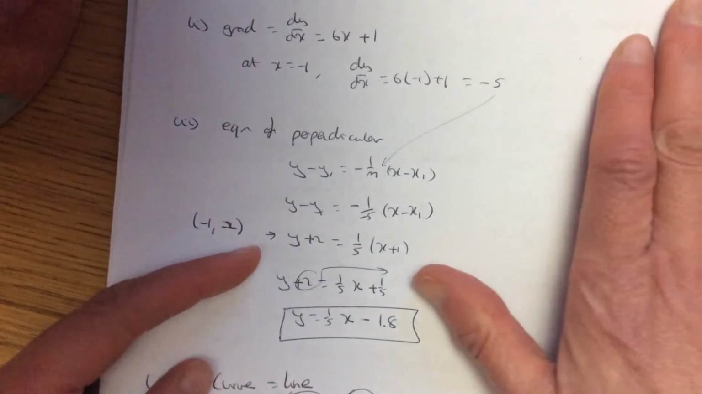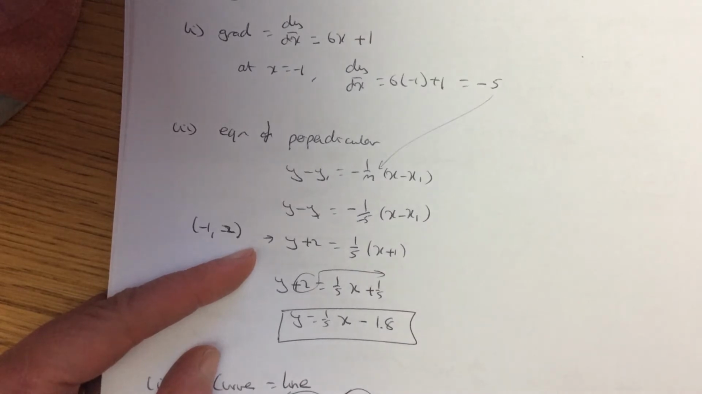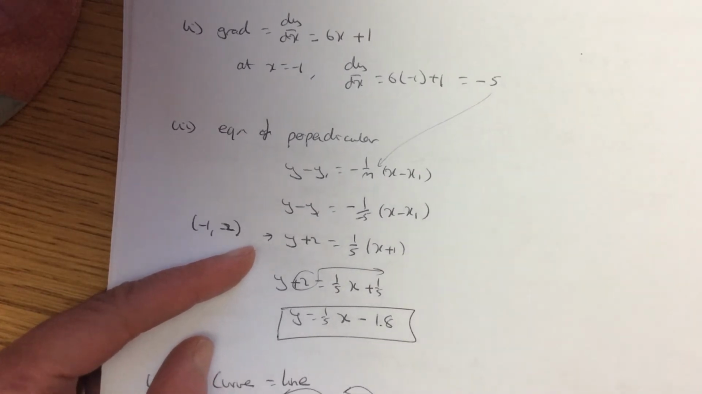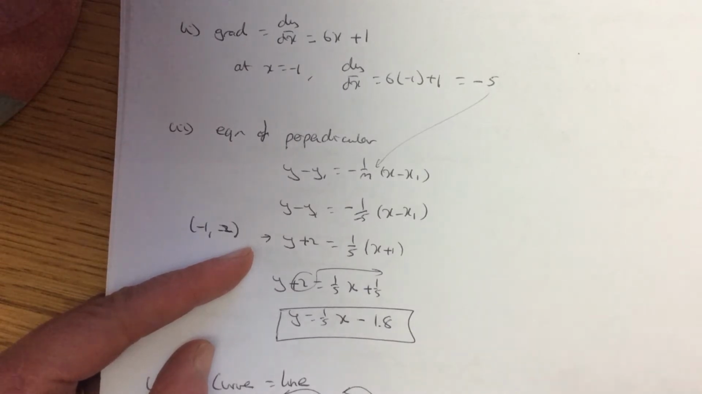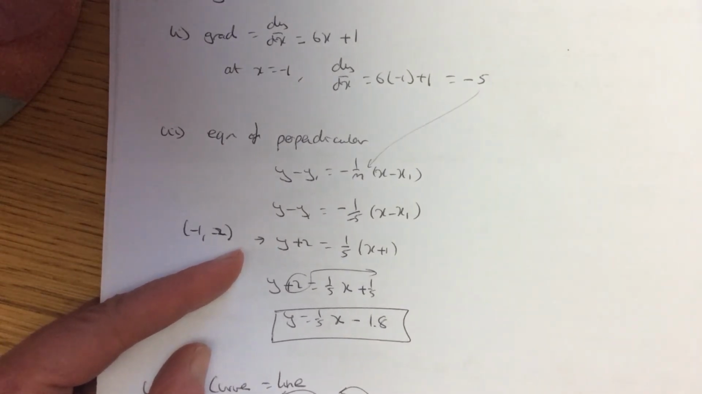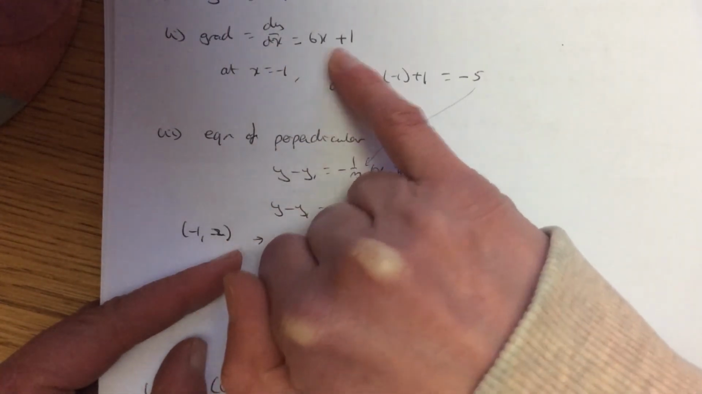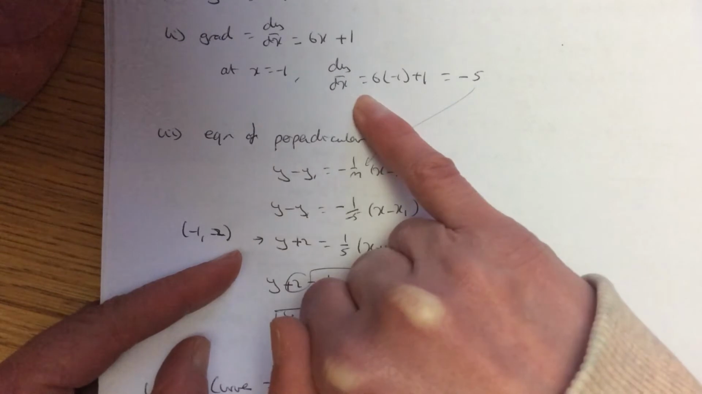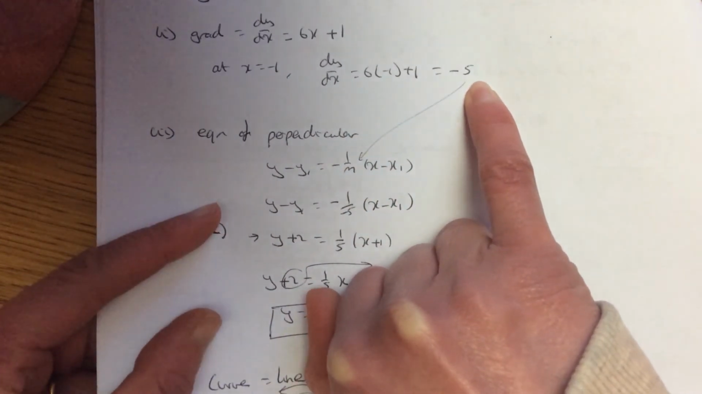Okay, next one. Number 5 of 2013. We're going back in the years now. Right, find the gradient of the tangent. Now, it's not asking me for the tangent, it's just saying find the gradient of it. So do dy by dx, put in your point, x is -1. There's my gradient. I didn't have to find the equation, so I could finish there.